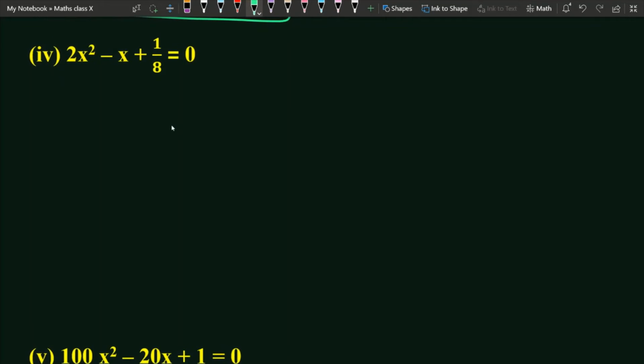Here, I told you, again you face a problem. Actually, it seems difficult, but it's not. See, this is 1 by 8. Now, 1 by 8 multiplied with 2, what do you get? You get 1 by 4. Now, that means you have to search for two numbers which multiply to give 1 by 4, and by addition or subtraction you should get minus 1. So 1 by 4 and minus 1.